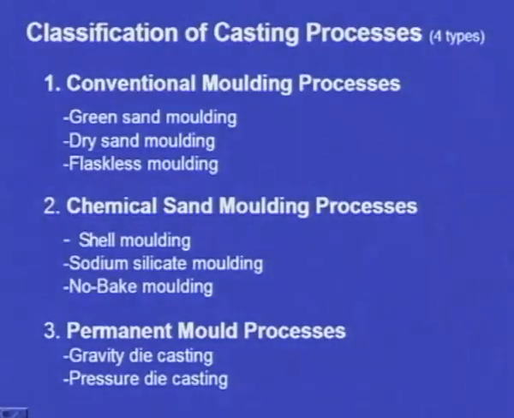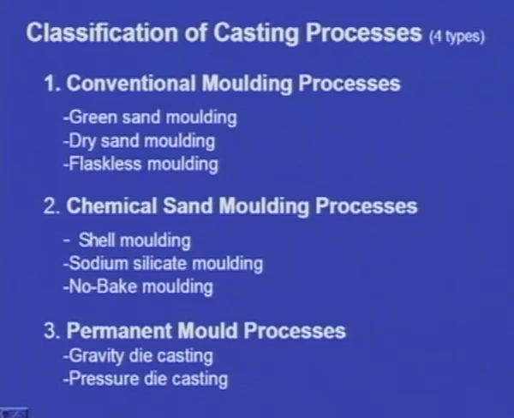In the case of the green sand molding, we are breaking the mold. Here we are not breaking. So this is the permanent molding process. And again this is classified into gravity die casting or pressure die casting. This permanent molding process is also known as die casting.